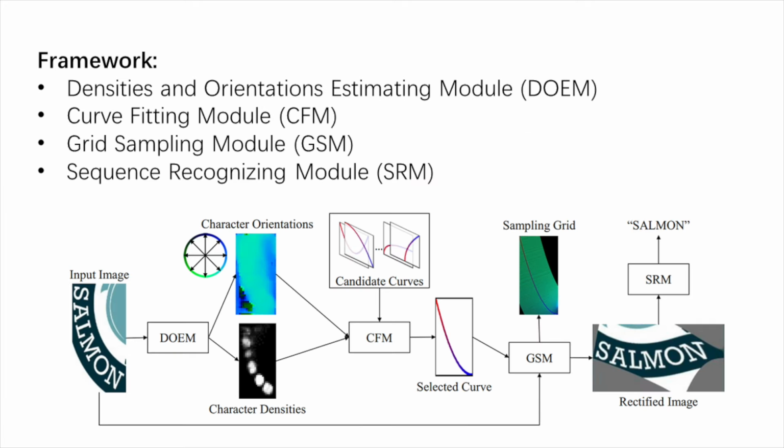The workflow of our proposed method is divided into 4 modules. The Densities and Orientations Estimating module first estimates the character densities and orientations on a 4-stride map of the input image. With the estimated results, the Curve Fitting module scores the fitness of each curve from a predefined curve set and selects the best fitting one. The Grid Sampling module then generates a sampling grid that neither loses important visual information nor causes severe abnormal deformation and rectifies the input image based on the generated grid with bilinear interpolation. The Sequence Recognizing module finally recognizes the rectified image with a CNN-LSTM-attention encoder-decoder.